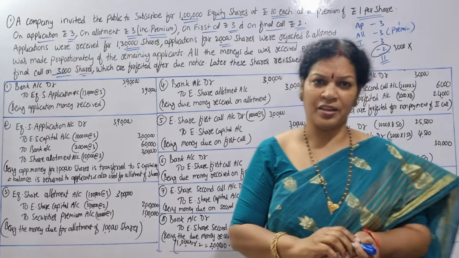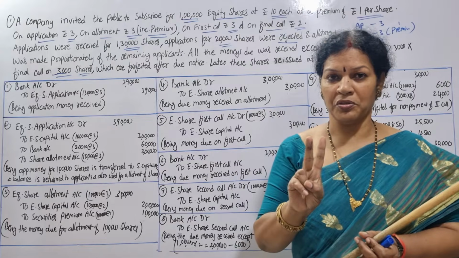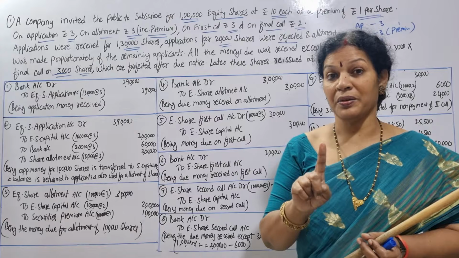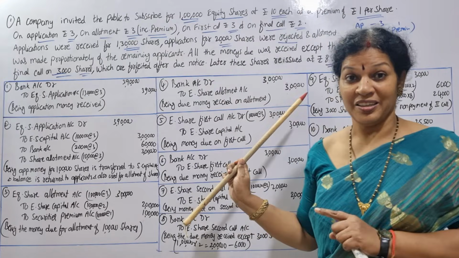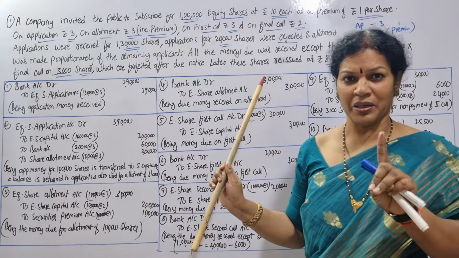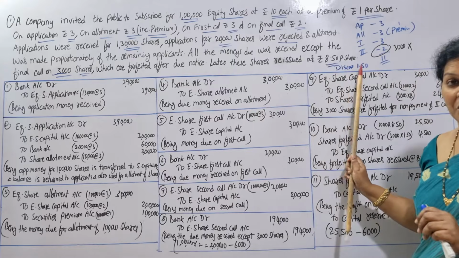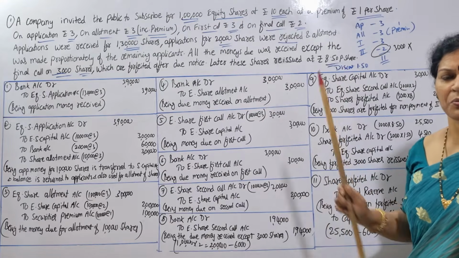I taught you in the last class: forfeited shares, issue of shares. For forfeiture, 1 entry you'll write, and for reissue of shares, 2 entries you'll write. This is discount. 3 stages we have learned: at par, at premium, at discount. Now this is discount, the last column. 3 entries. Whatever I taught you, the same entries we are going to write.